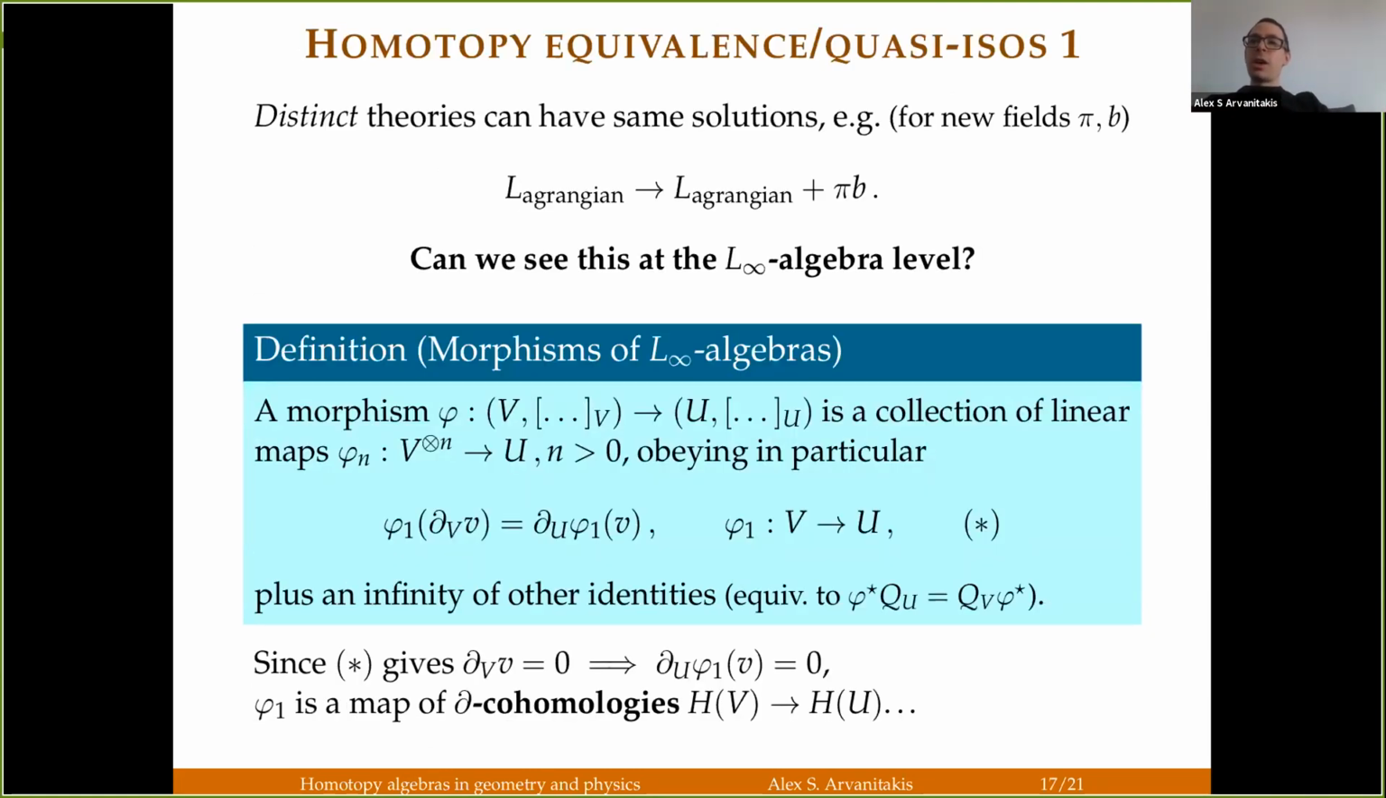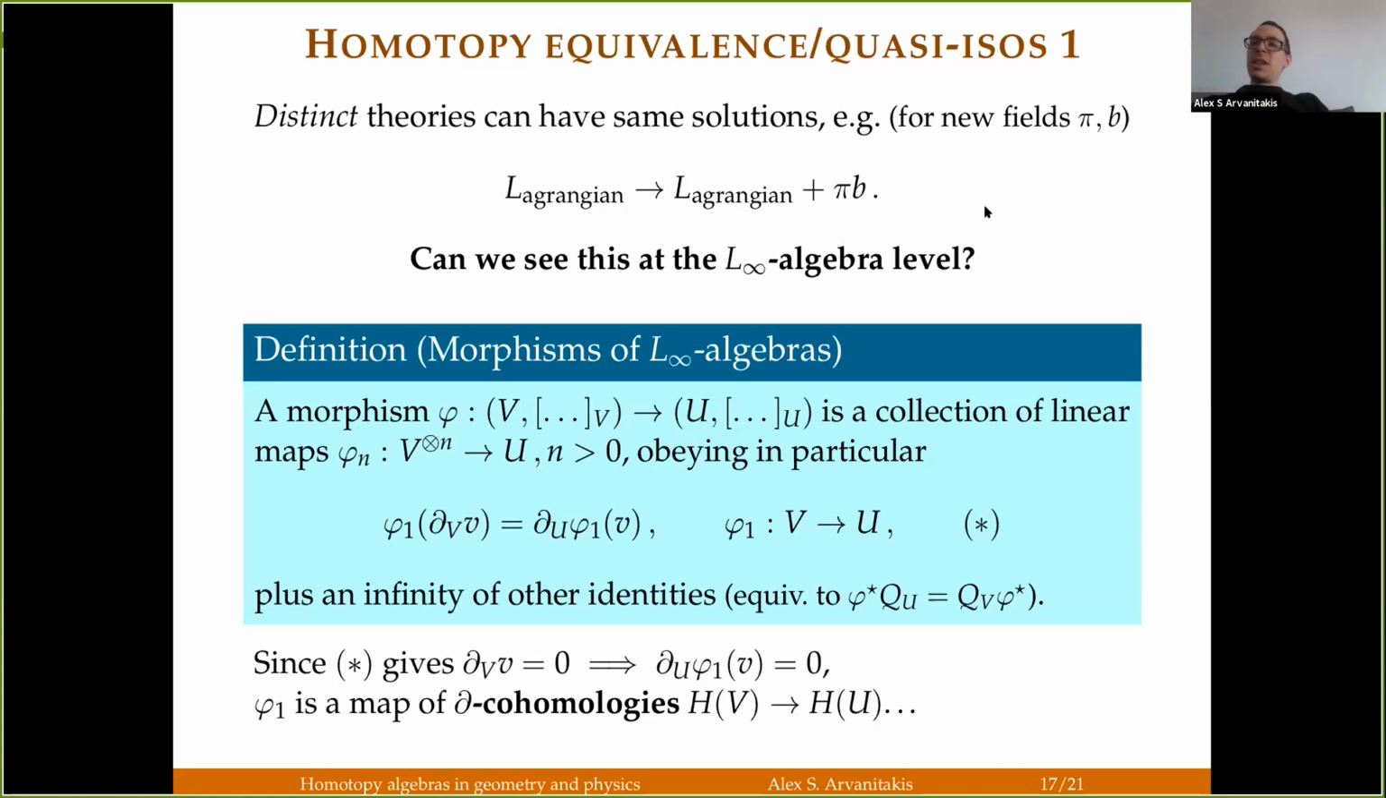Right. So now I wanted to impress upon you the importance of equivalences of L-infinity algebras and how they correspond to equivalences of, well, physical theories. So the fundamental observation is that you can have theories with different Lagrangians, different field content, which can nevertheless have the same solution space. For example, you can take any Lagrangian, because we're working classically here, and you can introduce a pair of new fields, pi and b, and just add them in like this.